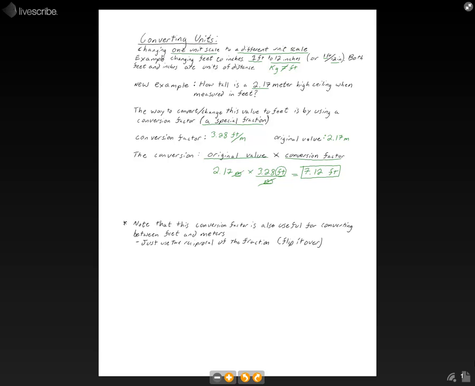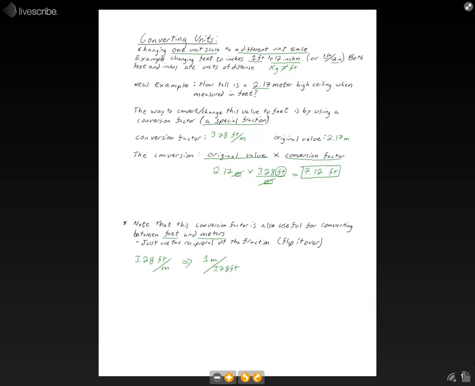Note that this conversion factor, the 3.28 feet per meter, is also useful for converting back into meters, should you need to. The way you do this is you just take the reciprocal of the fraction, which basically means to turn it over, like so. The original looked like 3.28 feet per meter. The new fraction will look quite similar. You'll have 1 meter over 3.28 feet.